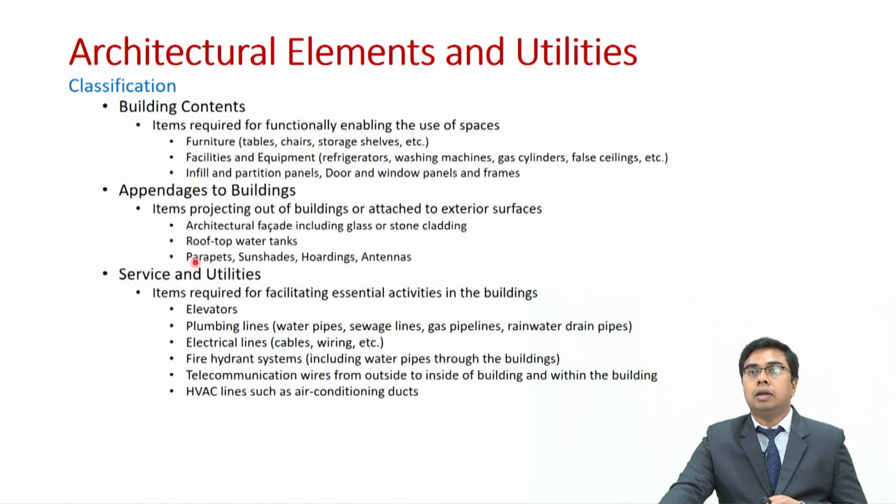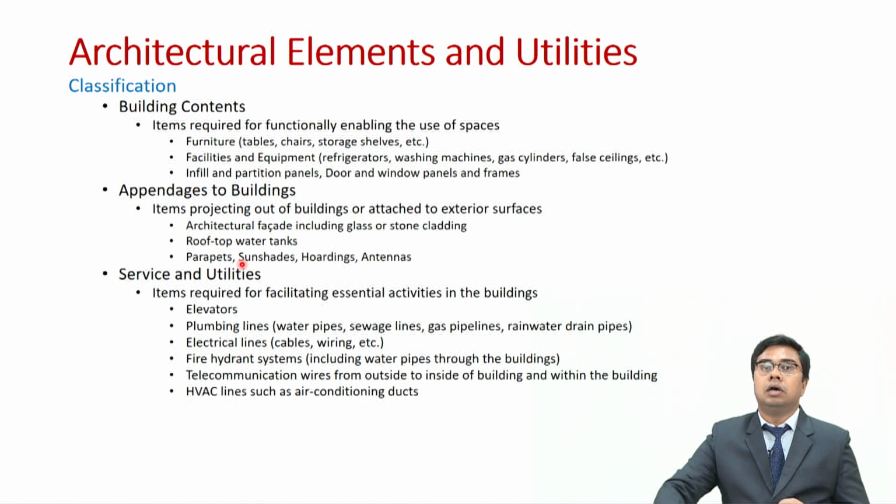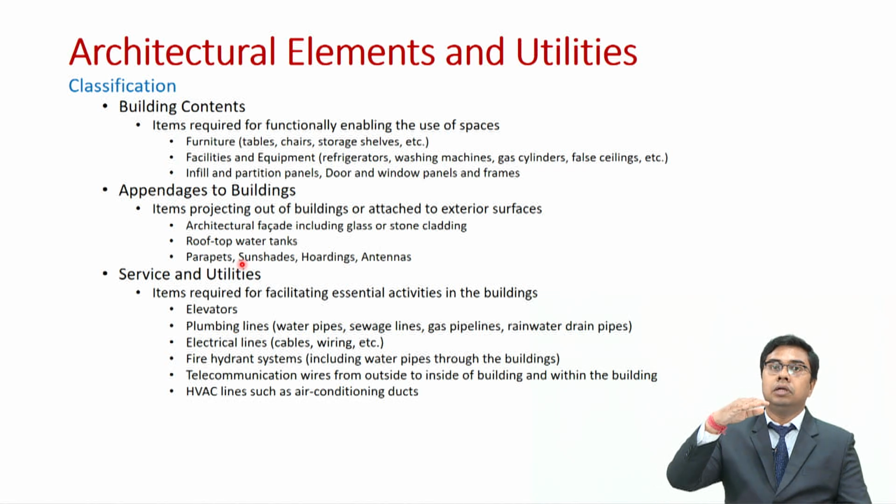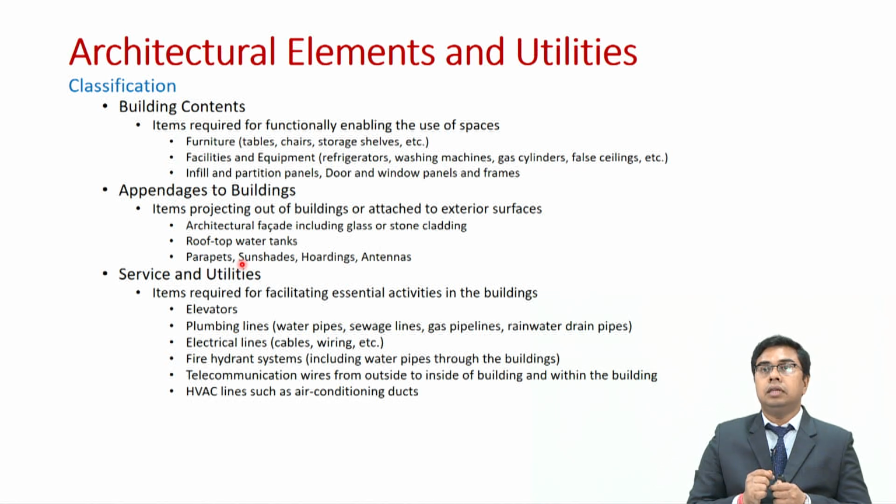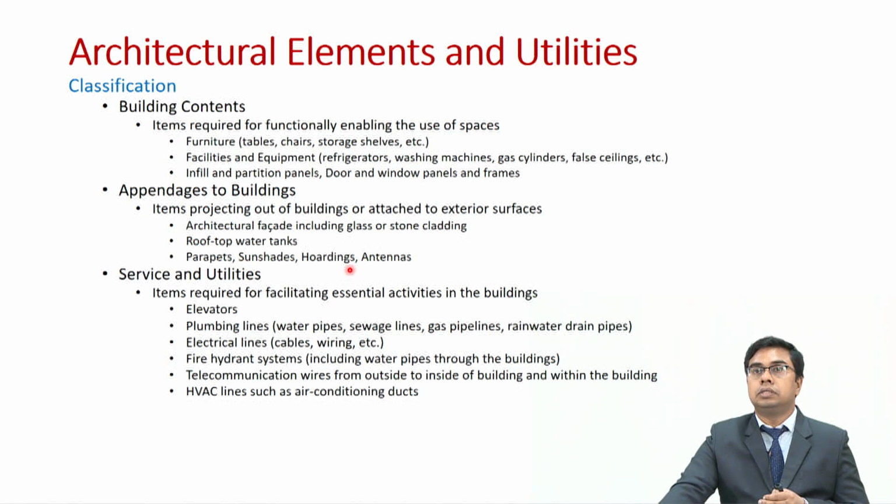You also have parapets, which is a small wall on the rooftop. Then you have the sunshades on your windows. Then you have hoardings, which some buildings have. Then we have antennas also installed on some buildings. So, all of these items are projecting out of the building, and therefore, they are classified as appendages to buildings.